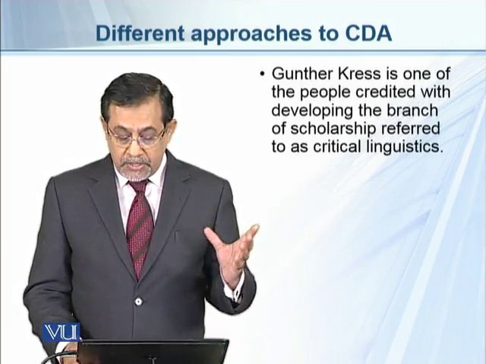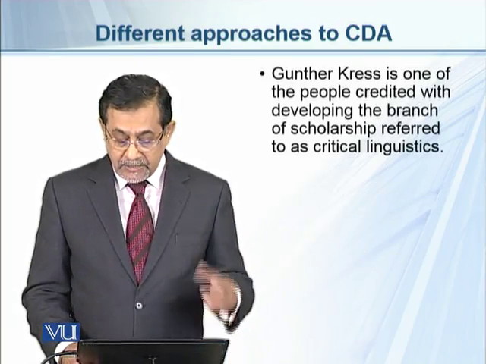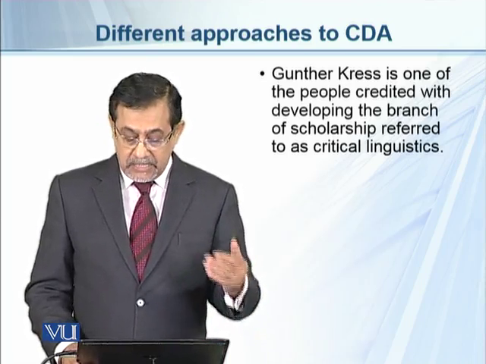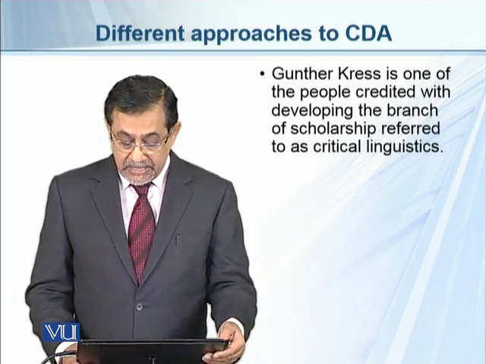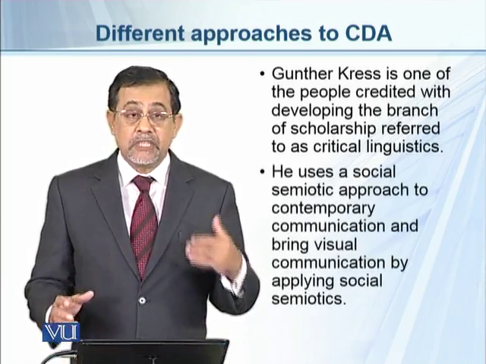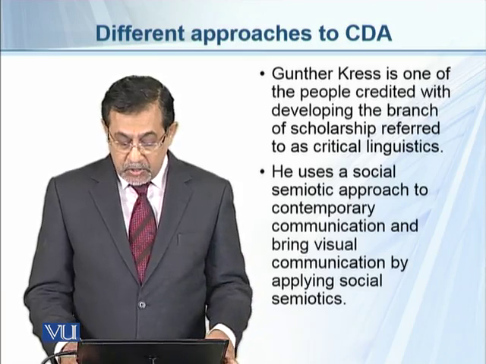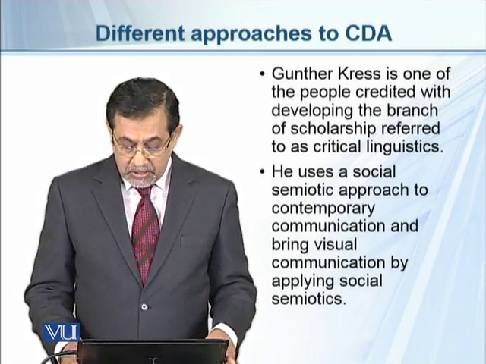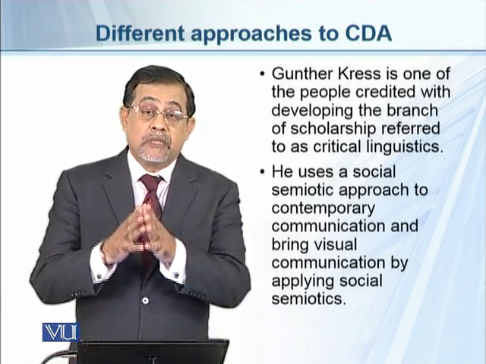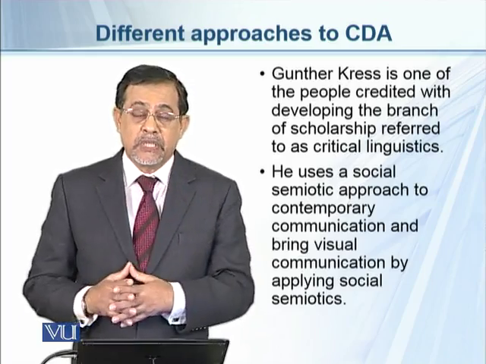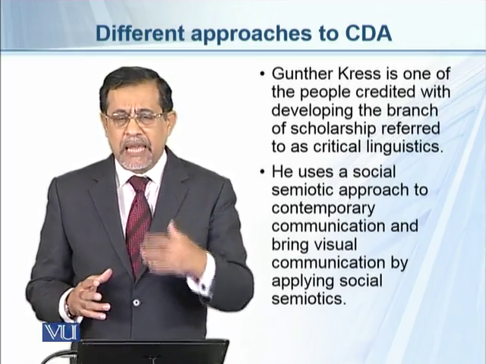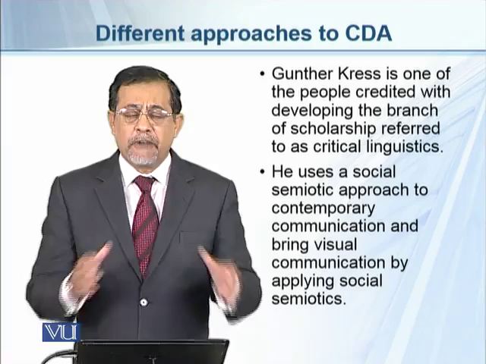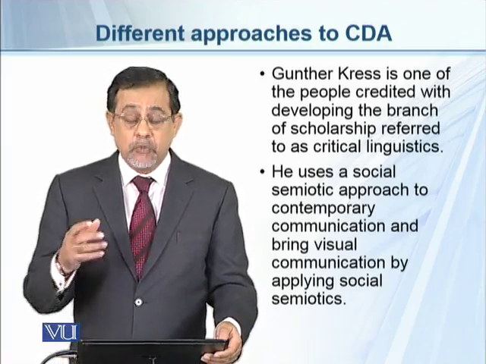Gunther Kress is one of the people credited with developing the branch of scholarship referred to as critical linguistics. So he developed this critical linguistics. He used a social semiotic approach to contemporary communication and brought in visual communication by applying social semiotics. So what is semiotics referring to in society? With the help of this theory, he tries to express the communication found in any visual.